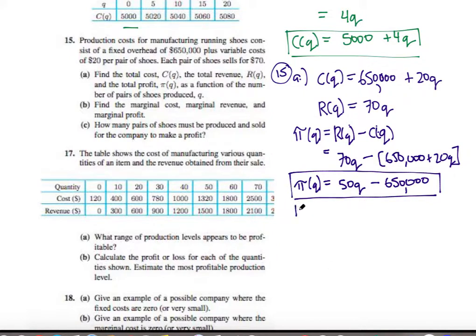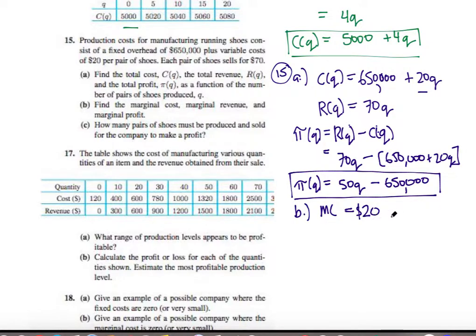So for B, it asks us to find marginal cost, marginal revenue, and marginal profit. So marginal cost is just going to be how much does it cost to make one more pair of shoes. So again, we don't need to do any math. We have a linear cost function. So my marginal cost is simply the slope of that cost function. So it's just $20 per pair of shoes.